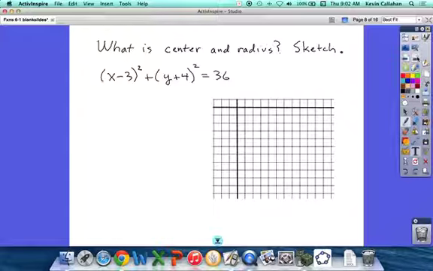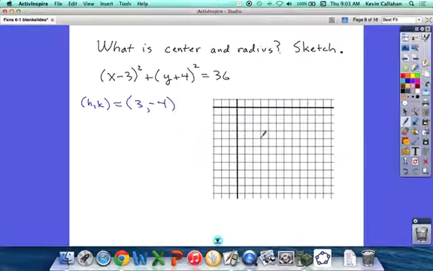Okay, let's see. What is the h, k? Looking at this right here, what would you say is the value of h? Right? If you see a minus in the formula, then it's positive. If you see a plus in the formula, then it's negative. So the center of this circle is 3, negative 4. So I can plot that point, 3, negative 4.